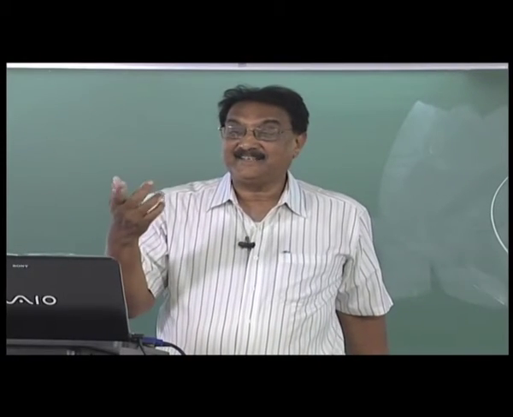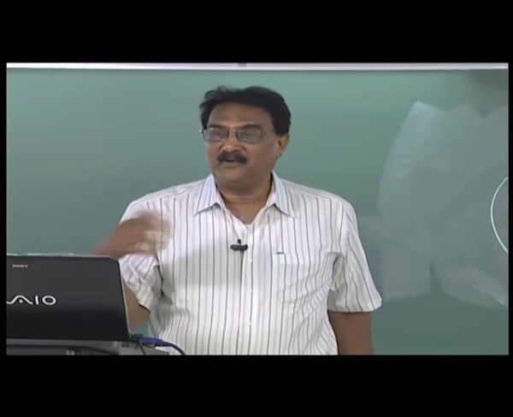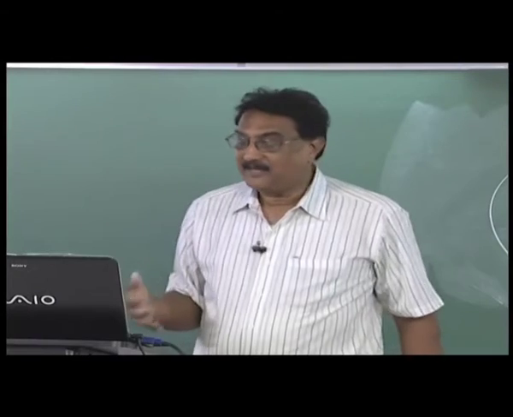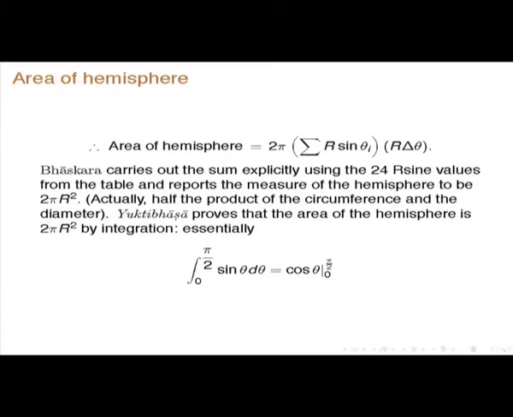So, he very correctly guesses that if you are doing these things more accurately, then finally you should get r square. So, he says that, and finally, he states it as half the product of the circumference and the diameter. Whereas Yuktibhasha, it will be done later, proves that the area of the hemisphere is 2 pi r square.